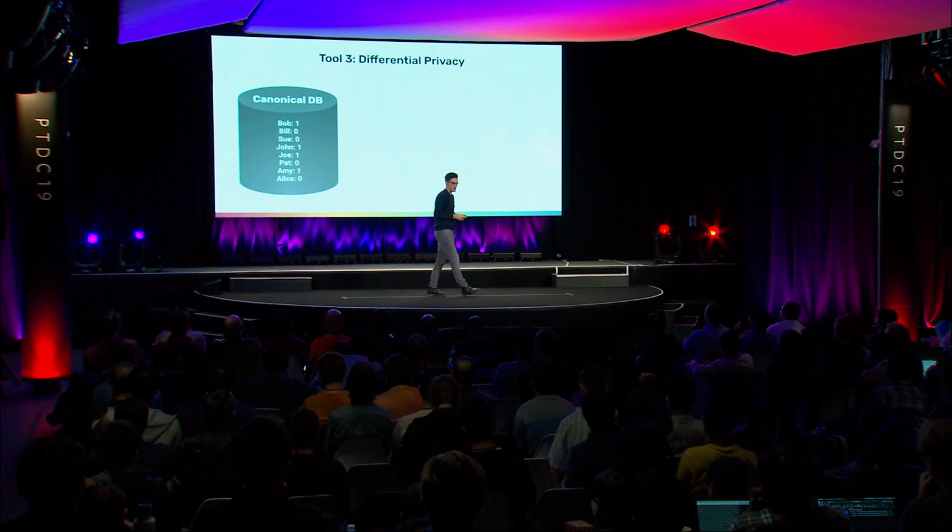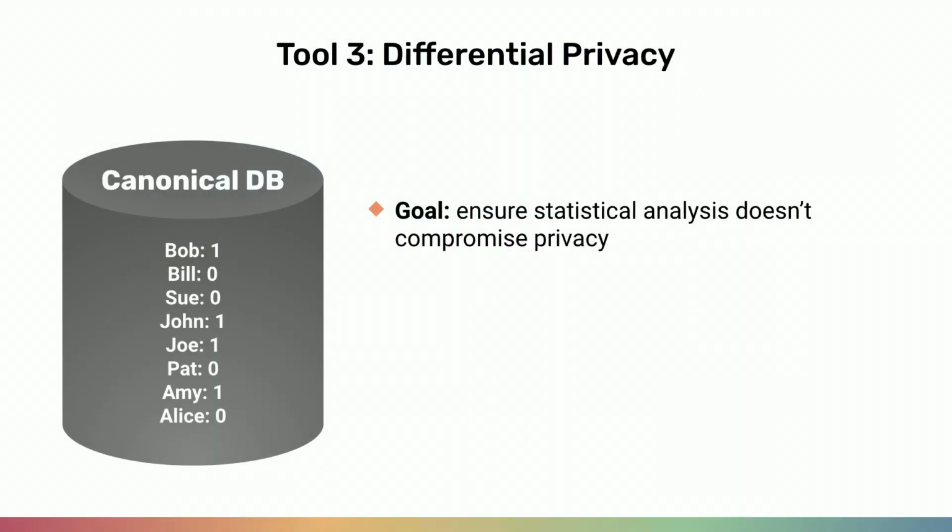Differential privacy, simply stated, is a field, a group of mathematical algorithms that try to ensure that statistical analysis does not compromise privacy. Okay? So let's say we have this database. It's got a bunch of people in it, and it's got a single column.